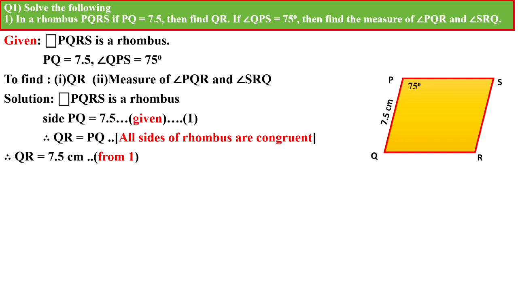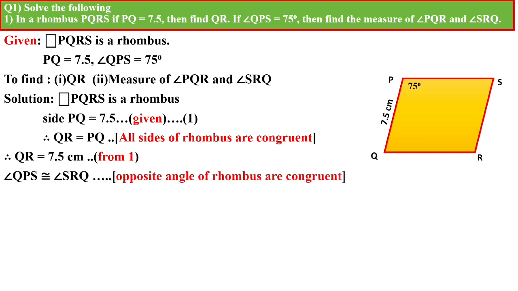Now we have to find the measure of angle Q and angle R. As we know, the opposite angles of a rhombus are congruent. P is given as 75 degrees, then R is also 75 degrees because opposite angles of a rhombus are congruent. The angle P is given as 75 degrees. So therefore angle SRQ is also 75 degrees. This gives us equation number 2.